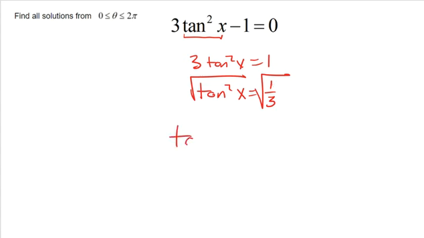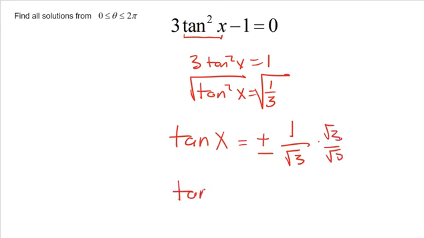Now, here's the only thing I run into a problem. Remember, anytime you take a square root in a solving problem, you got to consider that the answer could be positive or negative. Now, what's the square root of 1? 1. Square root of 3 is the square root of 3. So this means I'm not just looking for one answer. I'm looking for positive or negative. But once again, I don't like square roots in denominators, so I'm going to multiply by radical 3. So I get tangent of x equals positive or negative radical 3 over 3.